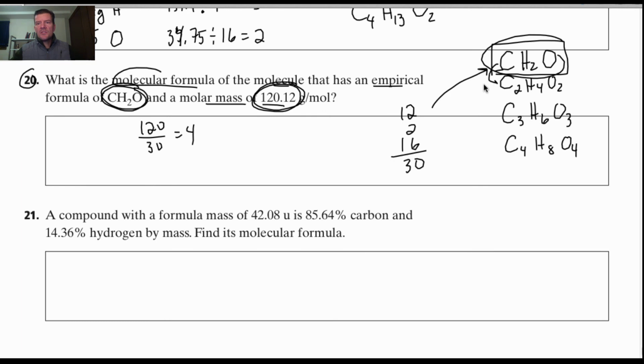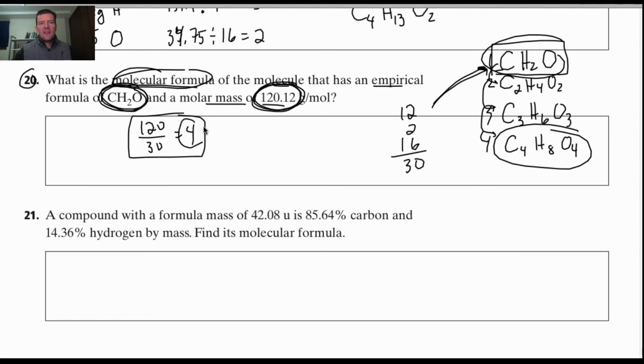So 1, 2, 3, 4. I need to multiply it by 4. I need 4 times as many in order to get to what I'm looking for. Okay? So notice what I did here. I took the empirical formula and I found its mass, and then I took the actual mass of my molecule and I divided those to find out how many more. What is my multiplier? I need to multiply this original one by 4, so this is the formula that I'm looking for. Okay? C4H8O4.